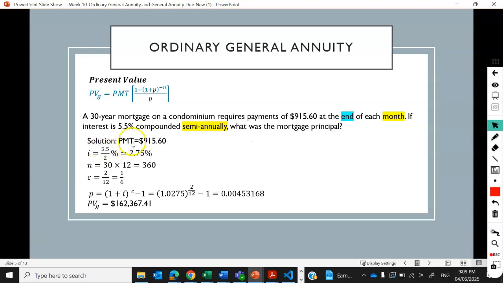After calculating the C and I, you will substitute in the formula of P. You have to take more than 6 decimal places, that is 8 decimal places, since you can see that N is very big. And after substituting in the formula the PMT, P and N, you will get the present value. The calculation is the same as what we did in the ordinary simple annuity. So you can use the calculator. You can also use the financial calculator. You have to enter the data and then compute PVG.